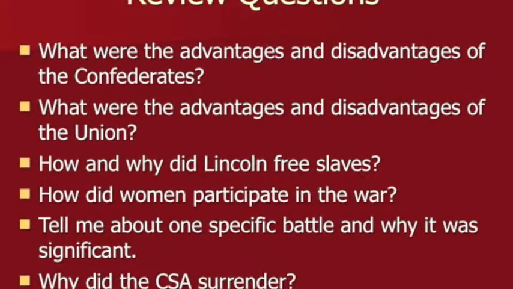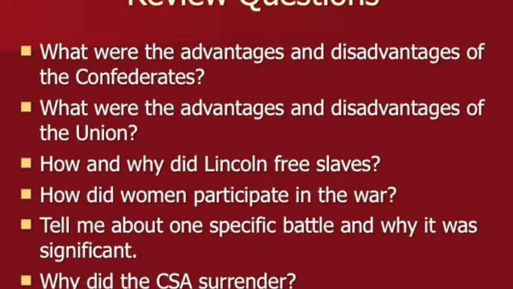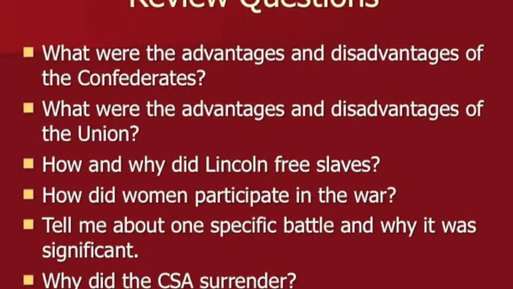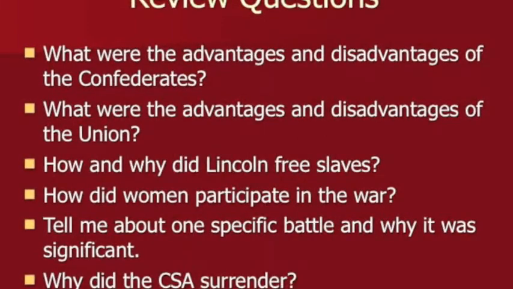Women also participate in the war, nursing, spying, helping a little bit, and certainly running their homes and families in the absence of their husbands is one of the main things they do. They also weaken the Confederate cause by participating in bread riots and other unrest during the war.